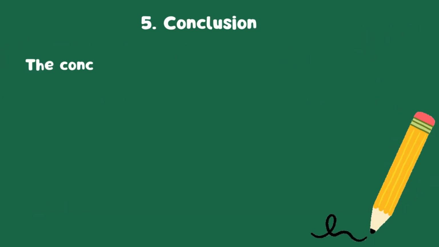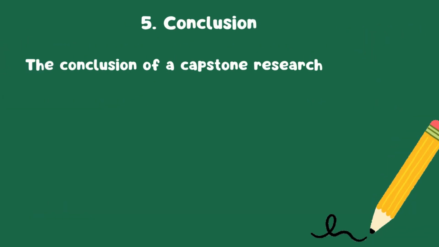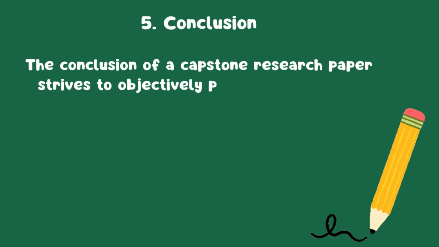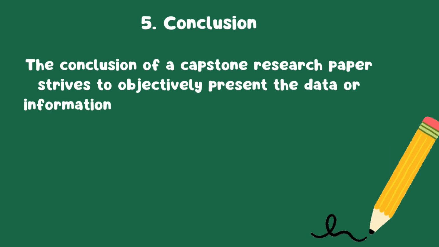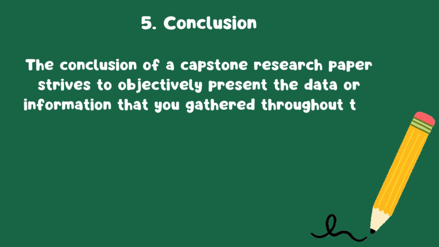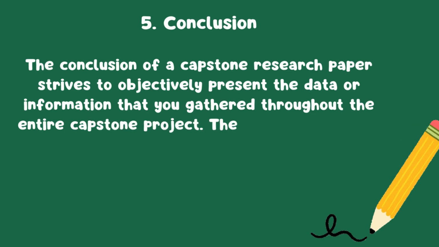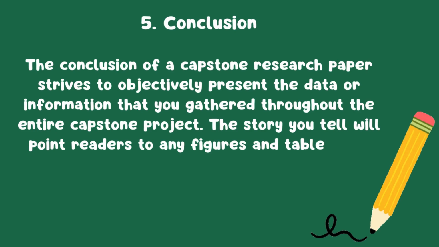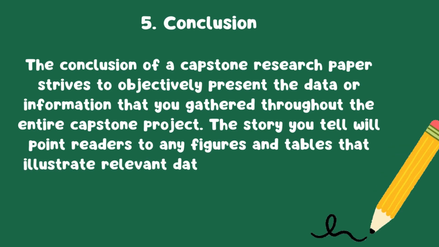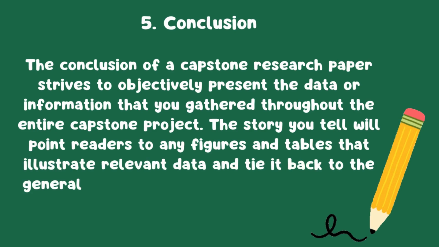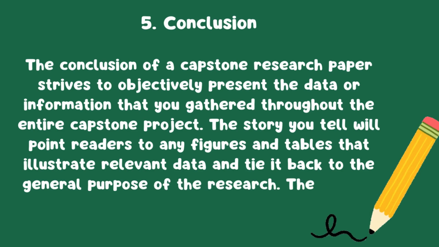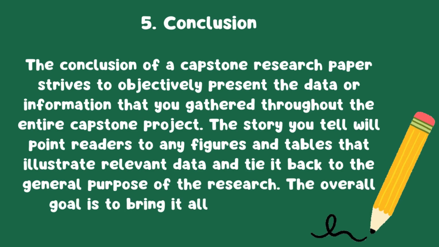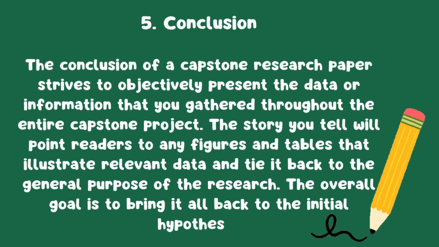5. Conclusion. The conclusion of a capstone research paper strives to objectively present the data or information that you gathered throughout the entire capstone project. The story you tell will point readers to any figures and tables that illustrate relevant data and tie it back to the general purpose of the research. The overall goal is to bring it all back to the initial hypothesis.